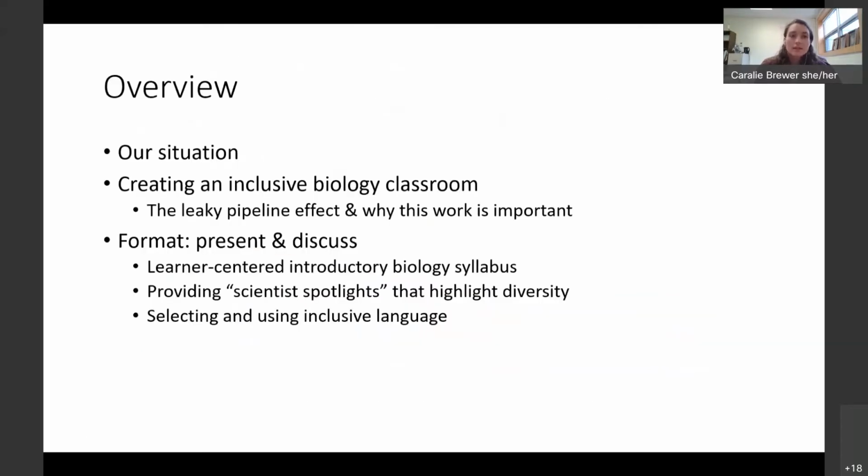Just to give you an idea of how this will look, we'll start out talking about our situation and how we had a little bit of a unique situation with the apprenticeship. And then we'll go into a little bit of background on the leaky pipeline effect and why it's so important to be doing this work. Then we'll transition into 3 different strategies we use to integrate DEI teaching principles into our classroom. In each of these strategies, we'll incorporate a discussion question related to that topic. Next slide.